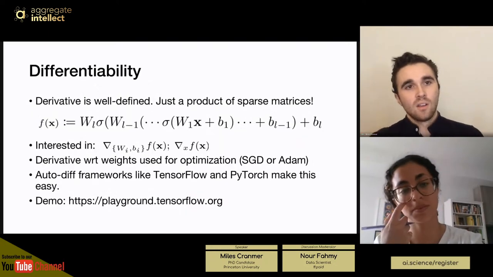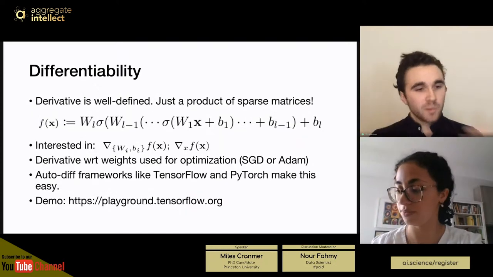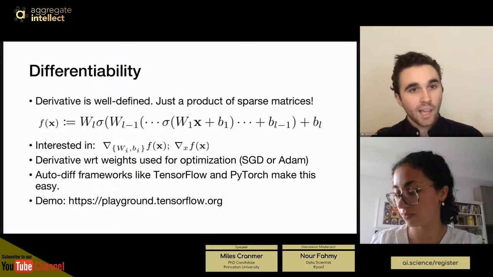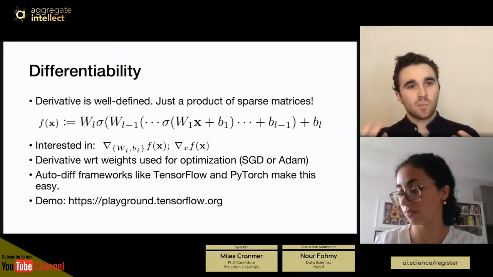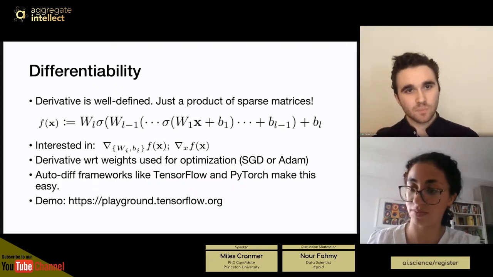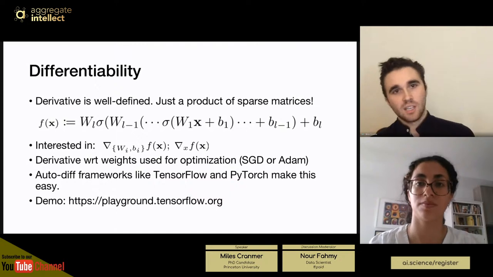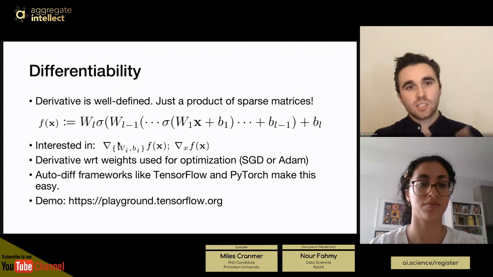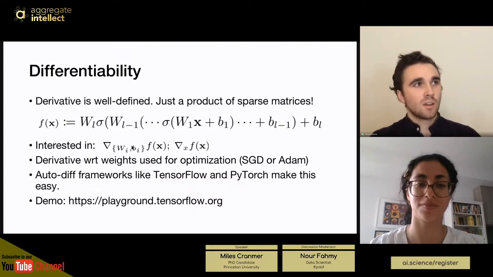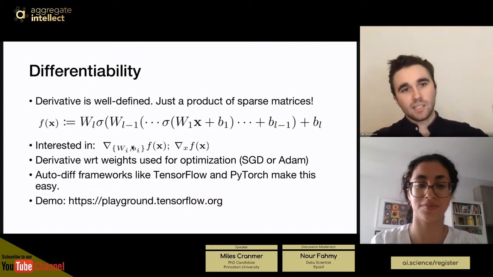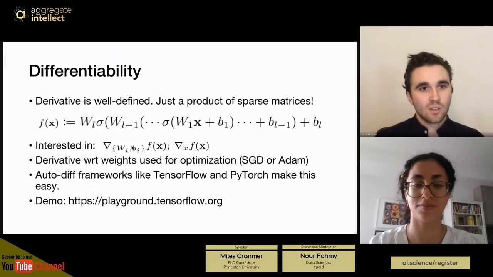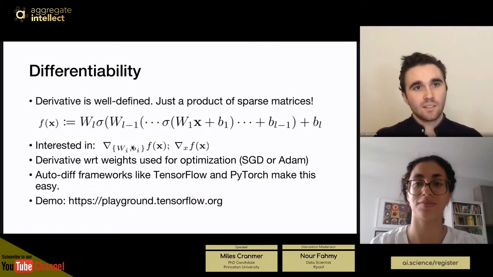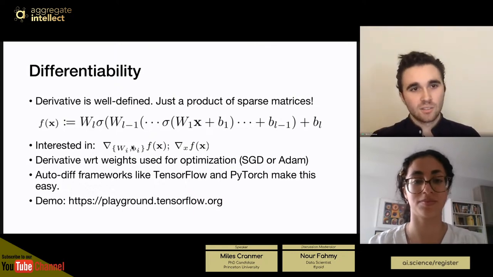The way you optimize a neural network is via its derivative, because they have so many parameters, you've got to use the derivative. The derivative is well-defined. It's just a product of sparse matrices. You compute this derivative, and you basically step down the gradient of your parameters. I guess I don't need to get into this too much.